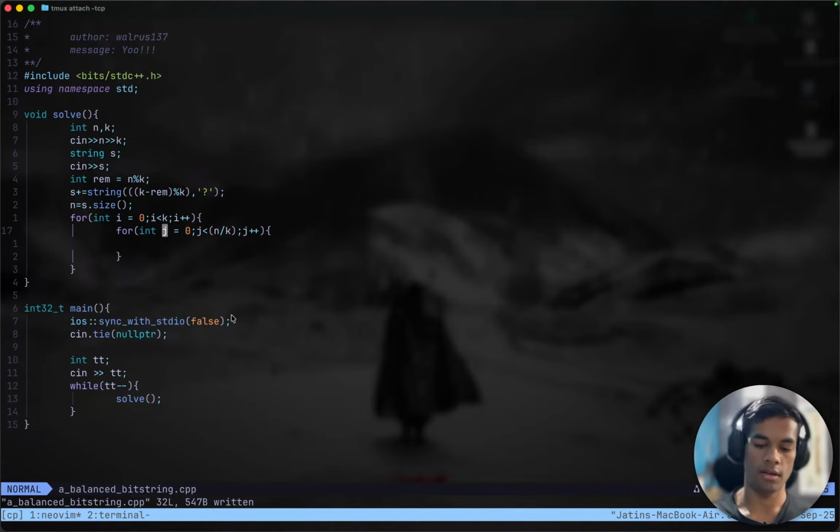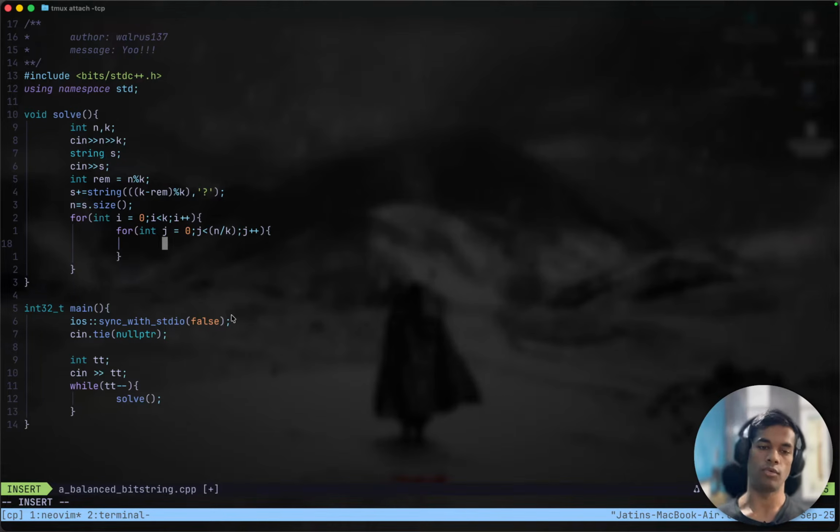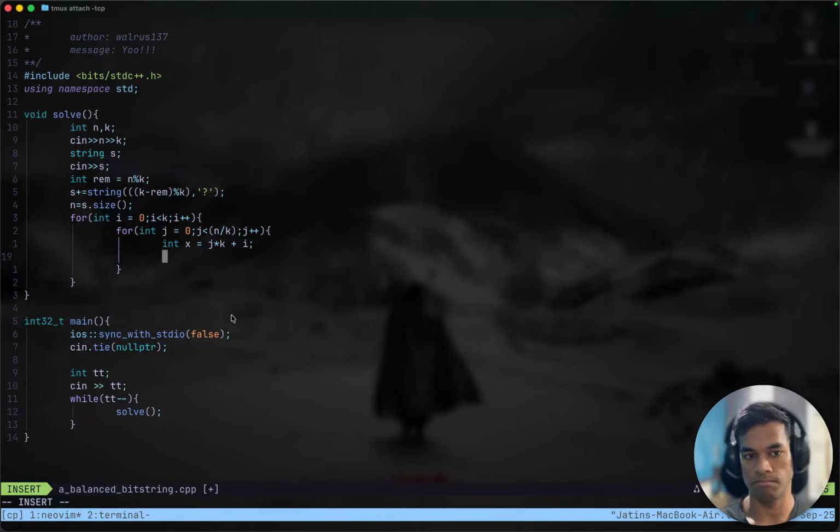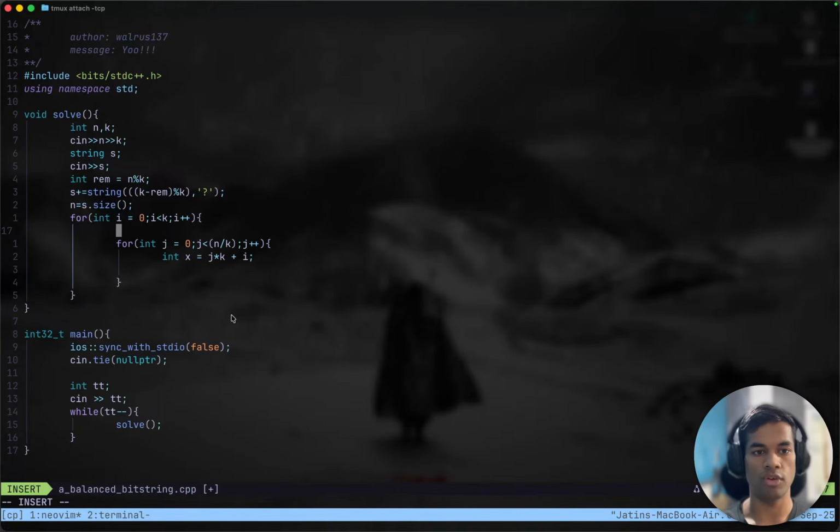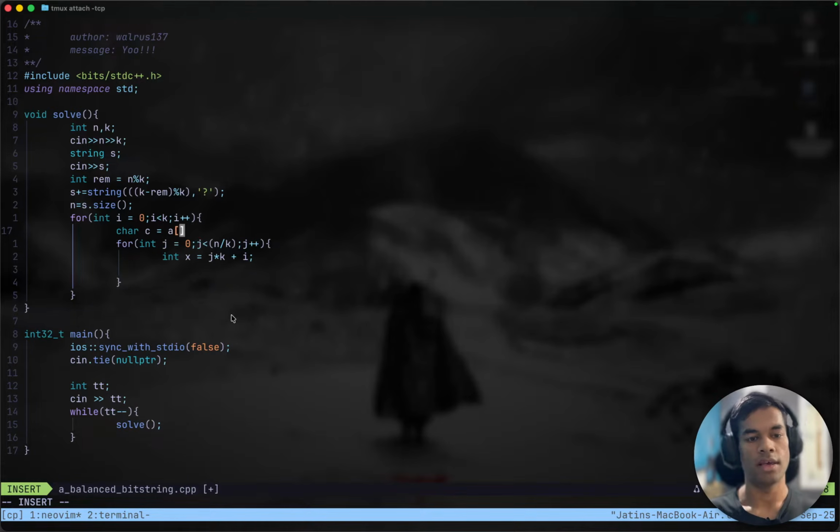where j is the index of the substring that we are indexing. And now int x is going to be the index for this current character, which is the ith character in the jth substring, and it is going to be j into k plus i. That is the thing. And before checking the ith character in all of the j substrings, we will see what the character actually is. Not chat, but char is a i.